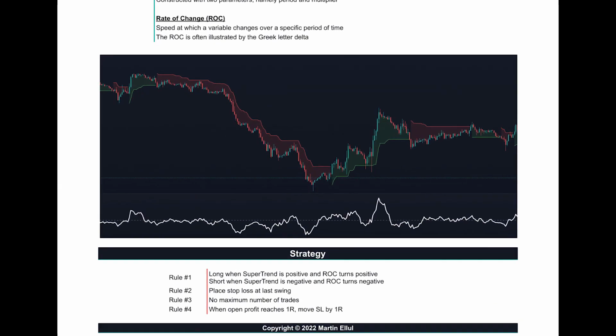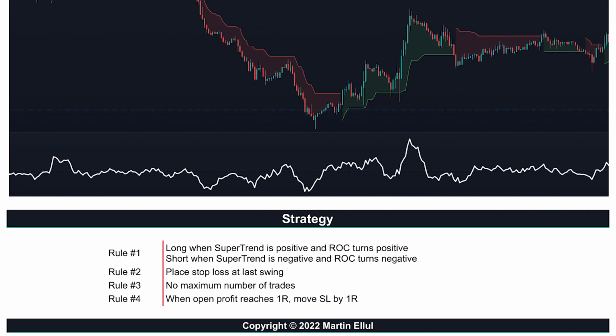So this backtest is based on the 1 hour time frame on GBP JPY with a rolling stop loss. So here's the strategy. We go long when the SuperTrend is positive and the rate of change turns positive, and we go short when the SuperTrend is negative and the rate of change turns negative. We place the stop loss at the last swing in either direction. We don't have a maximum number of trades that we can have at any given time. And the last rule is that when the open profit reaches 1R, which is the amount that we are risking per trade, we move the stop loss in the direction of the trade by 1R.